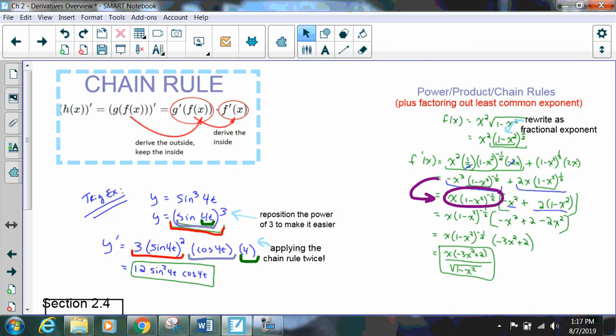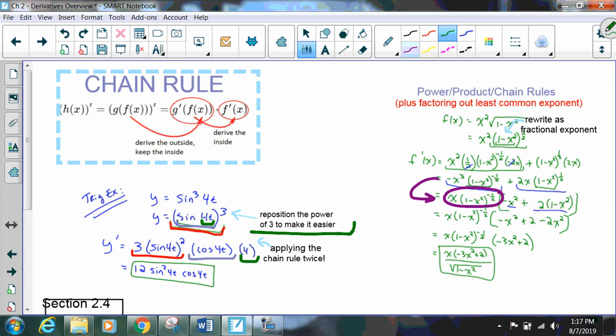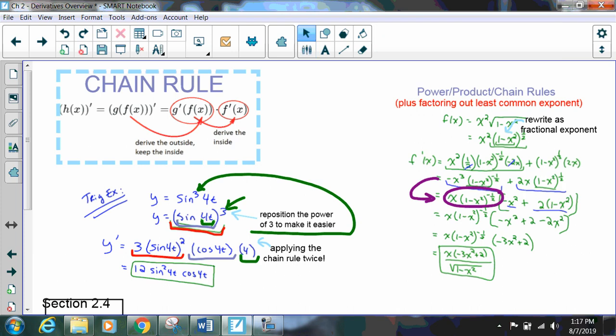So here with a trig function, we want to remember here especially to reposition the power of the 3. Whether you put your 3 here or your 3 here, it means the same thing, that the function itself is being cubed, obviously not the 4t, not the angle. And so when you move it to this position, then it makes it easier to take the derivative.